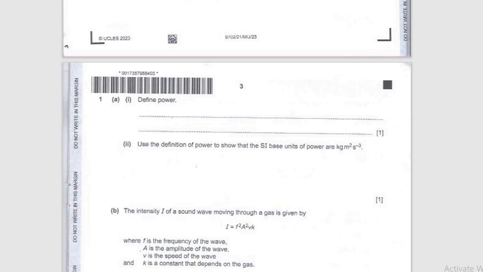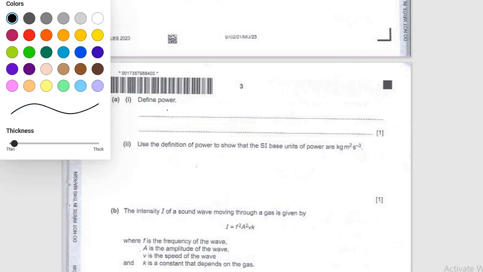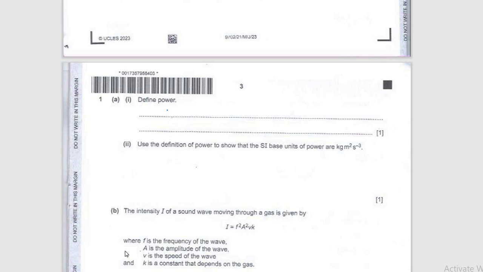Okay, interesting. The first question is, we have to define power. And what is power? The simple question. I'm going to write it out. Power is the rate of doing work. It's a 1 mark question, so it's expected to just say 1 point. Or you can write it mathematically.